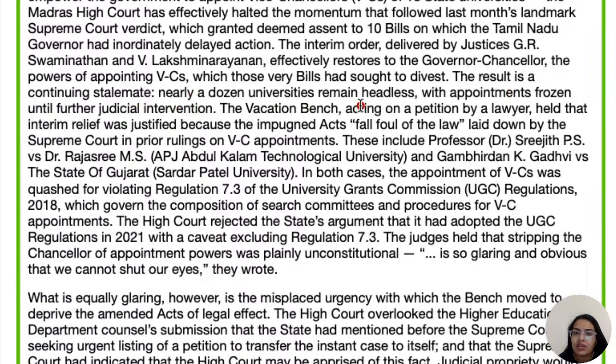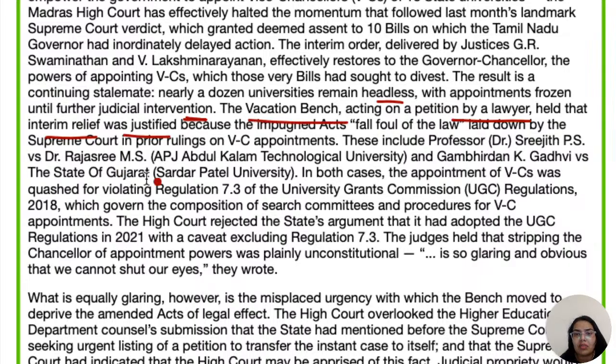Nearly a dozen universities remain headless because अभी कौन अपॉइंट करेगा, कितना अपॉइंट करेगा, पता नहीं है. So nearly a dozen of them are now with no head, no one to lead and run them, with appointments frozen until further judicial intervention. Next सुनवाई में पता चलेगा. The vacation bench, acting on a petition by a lawyer, held interim relief was justified.